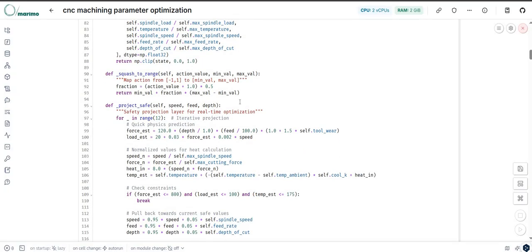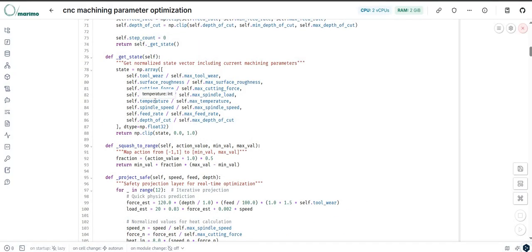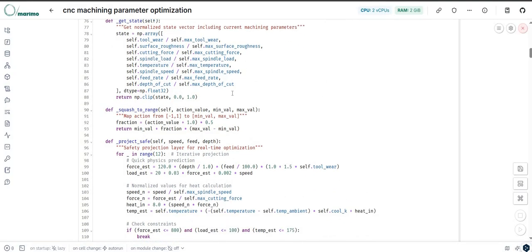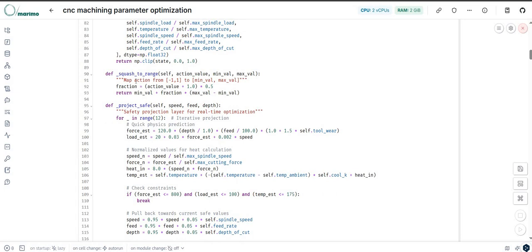And let's look at how actions are handled. Okay, this part is done. The squash to range function maps an action value from the -1 to 1 into the real world parameter range. So if the action is -1, the parameter becomes the minimum value. If it is +1, it becomes the maximum value, and values in between are scaled accordingly. And this is how the continuous actions from the agent are turned into spindle speeds, feed rates, and depth of cut values that the machine can use.